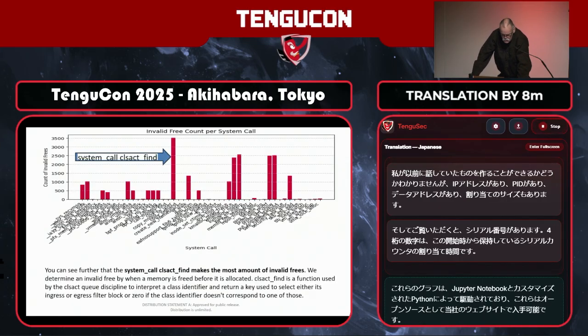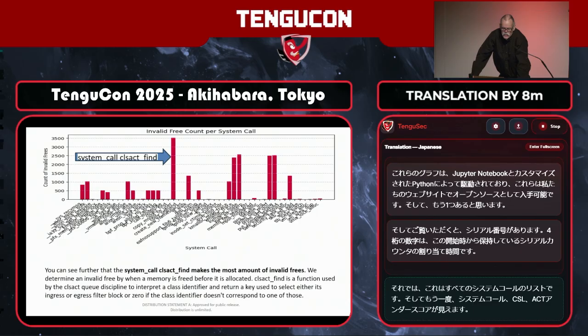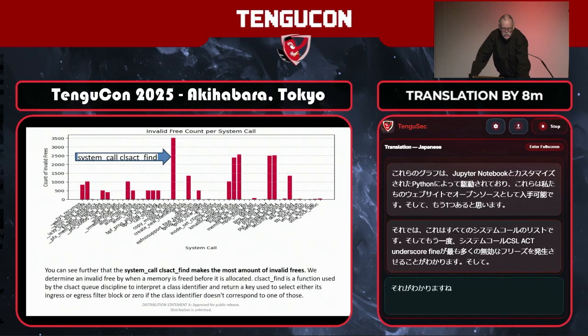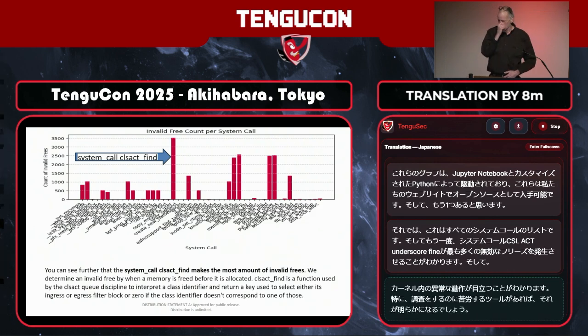And this is a list of all the system calls. Again, we can see that the system call that makes the most invalid frees stands out. We can see that aberrant behavior inside the kernel sticks out, especially if you have a tool that can look. The tool is going back in time.